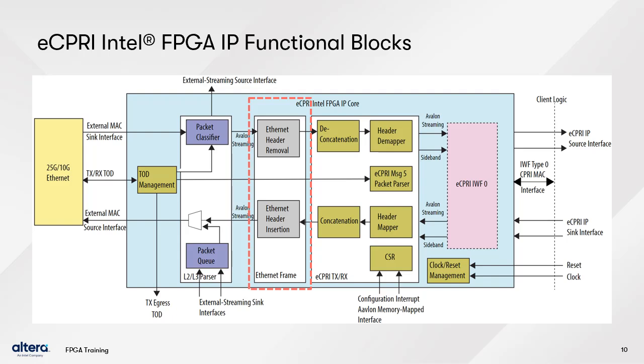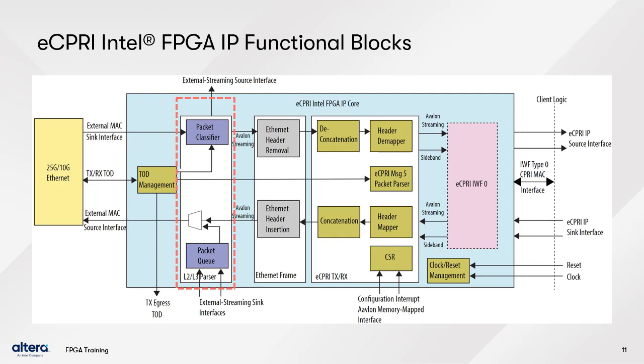For incoming eCPRI messages on the receive path, the Ethernet header removal block removes Ethernet headers from the eCPRI messages. It can optionally remove IPv4 UDP headers as well. The final section is the L2-L3 parser section. Within this section are the packet classifier and the packet queue. For the transmit path, the packet queue stages the incoming Ethernet frames coming from the external streaming sink interface and performs arbitration between them and eCPRI packets coming from the core.